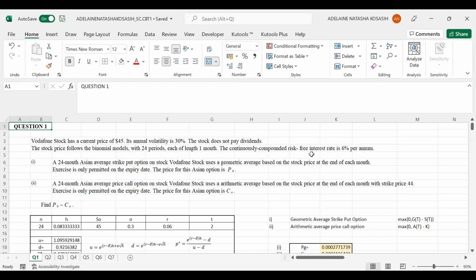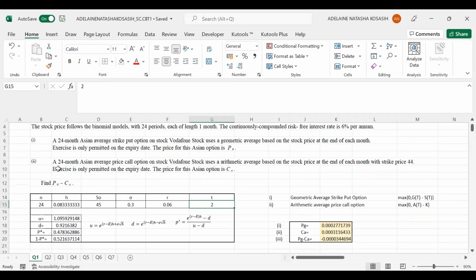So from this information, we can look at here. N is 24, which is 24 periods. h is 1 over 12, and S0 is 45. Volatility is 0.3. r is 0.06. T is 2. And then we need to look at the question.